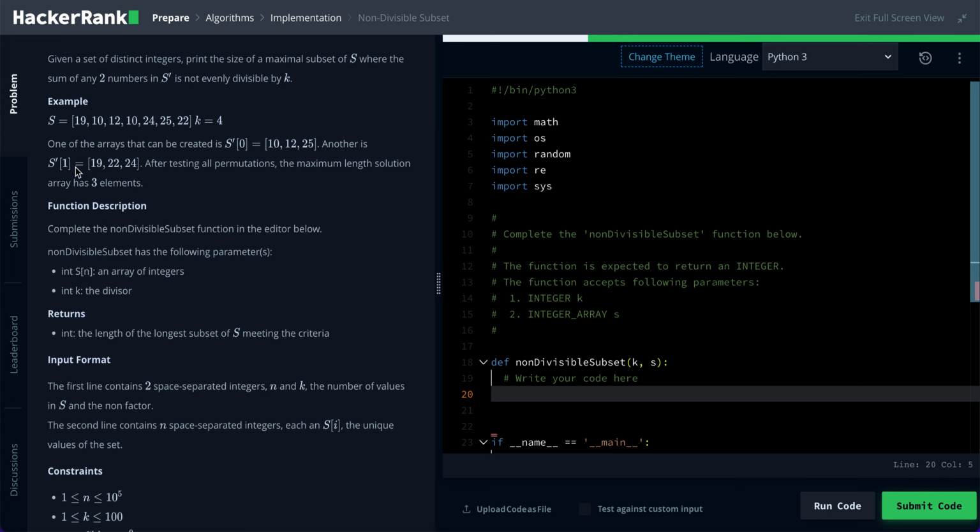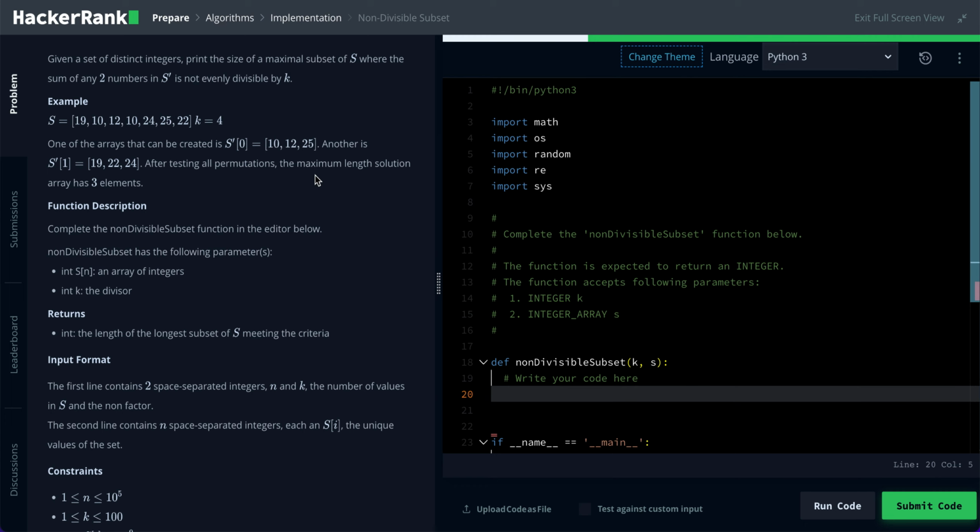Same scenario for our S quote 1 array here. So hopefully you're understanding what we're looking for, and hopefully you're starting to think about how we can solve this question.